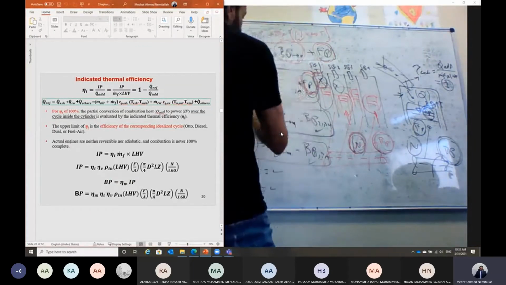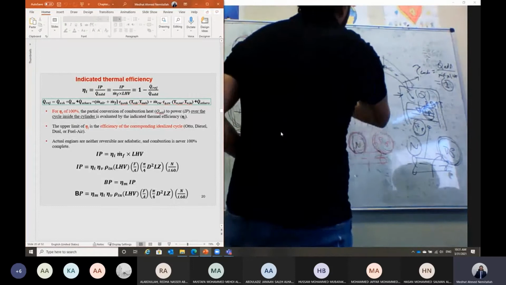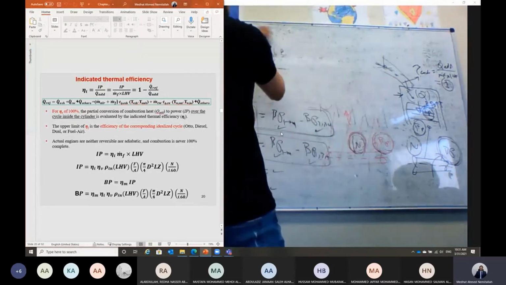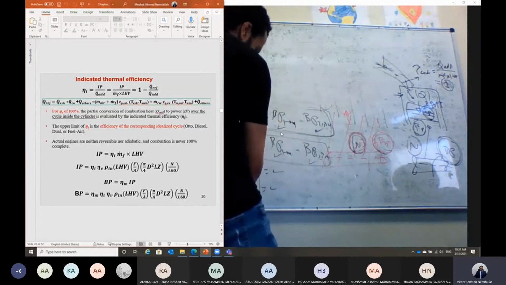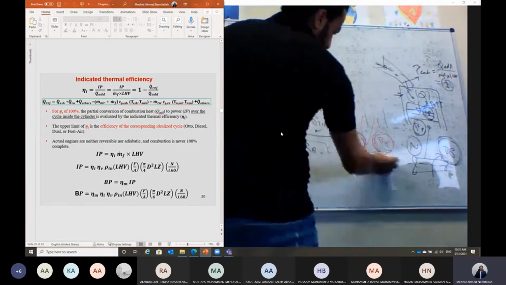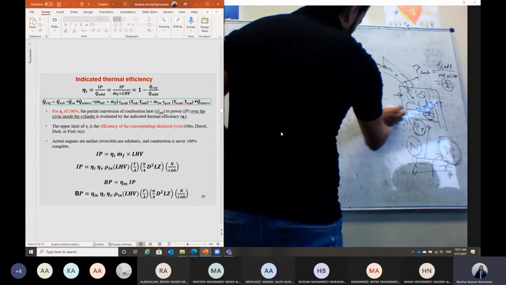But let's move to another topic and see the sequence. We have to look at the performance of the engine. We have to look at different efficiencies. We have to calculate the efficiency of the engine. But which kind of efficiency?